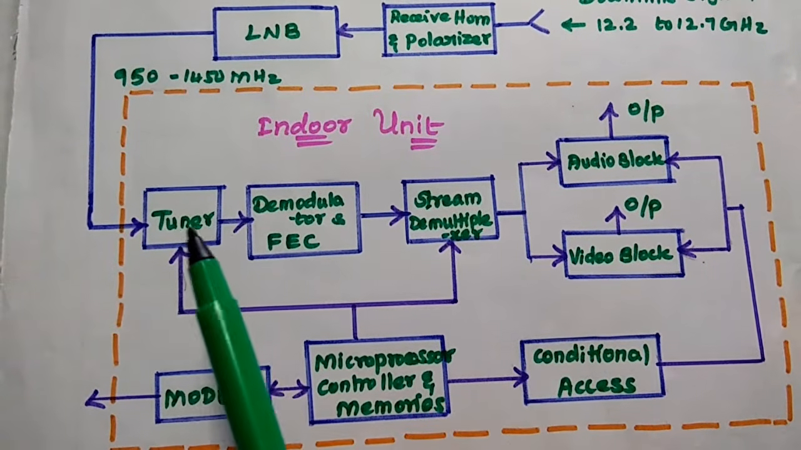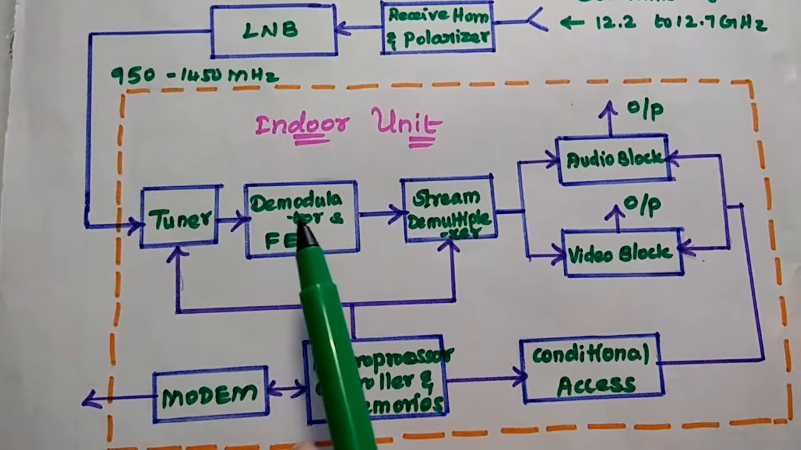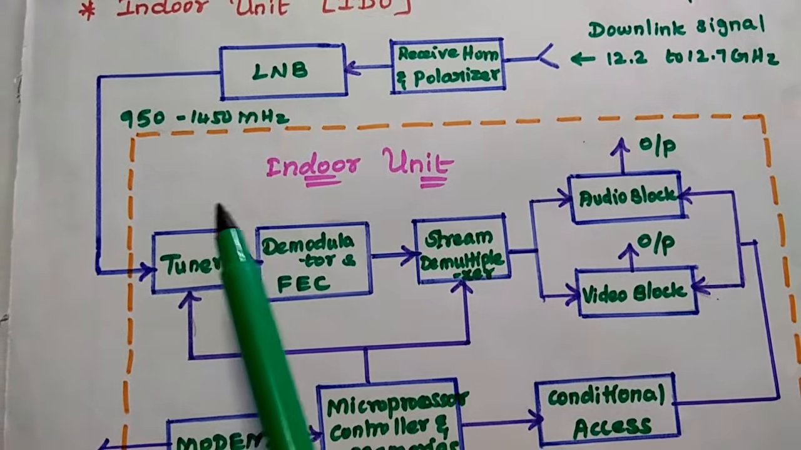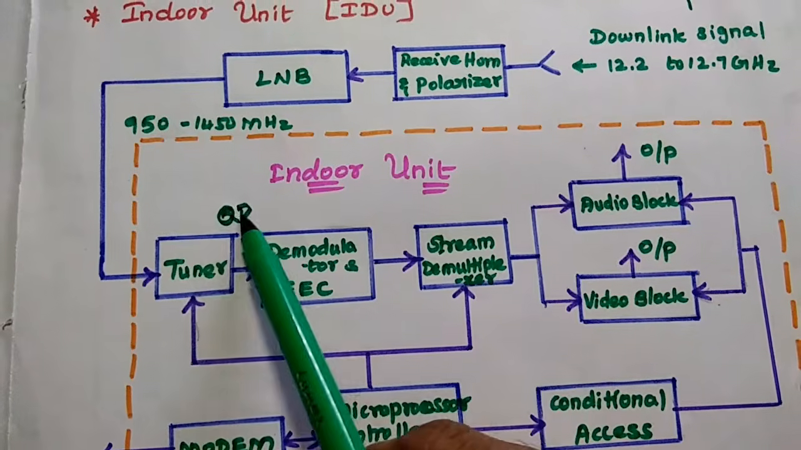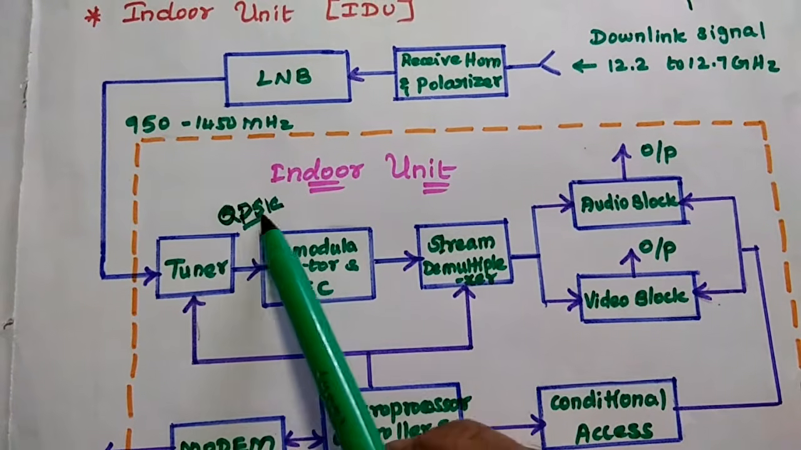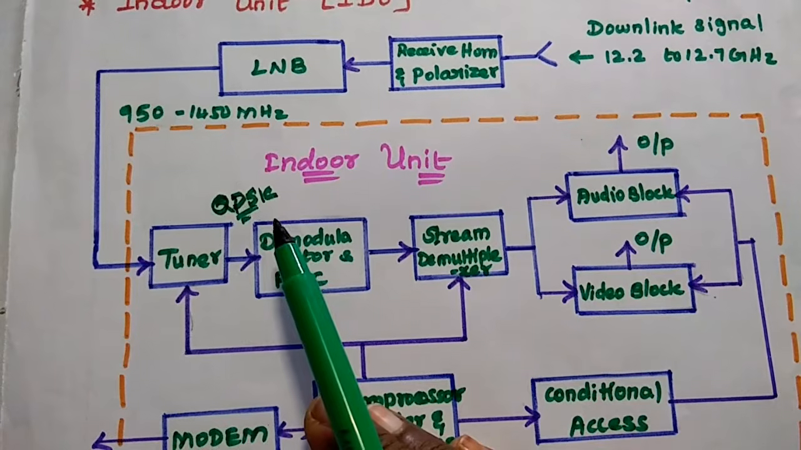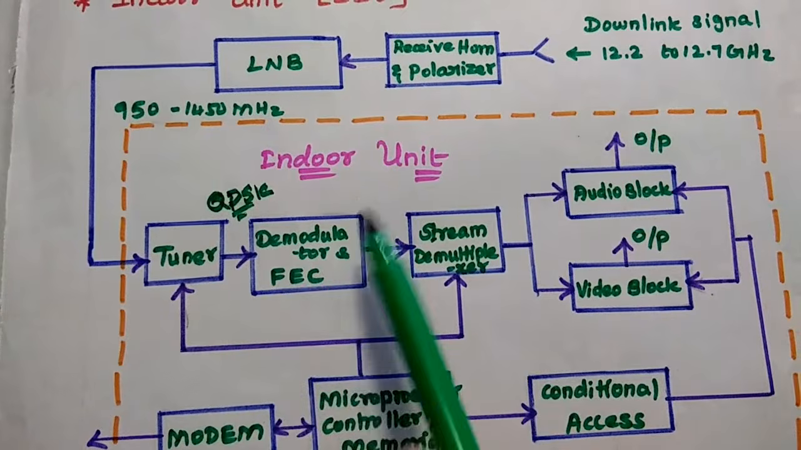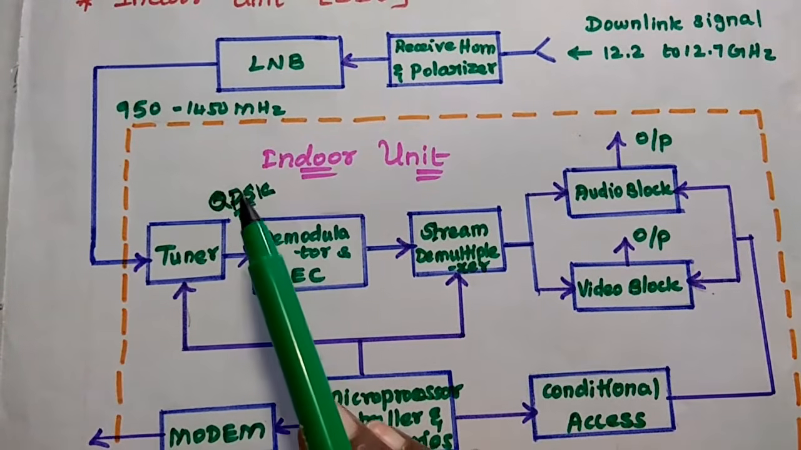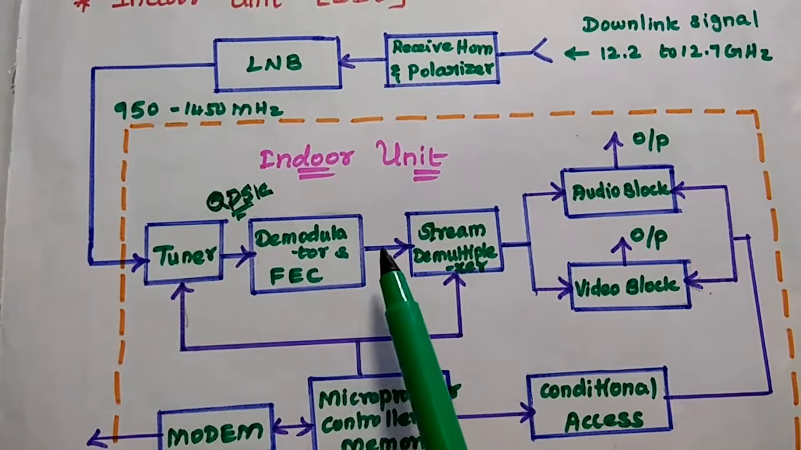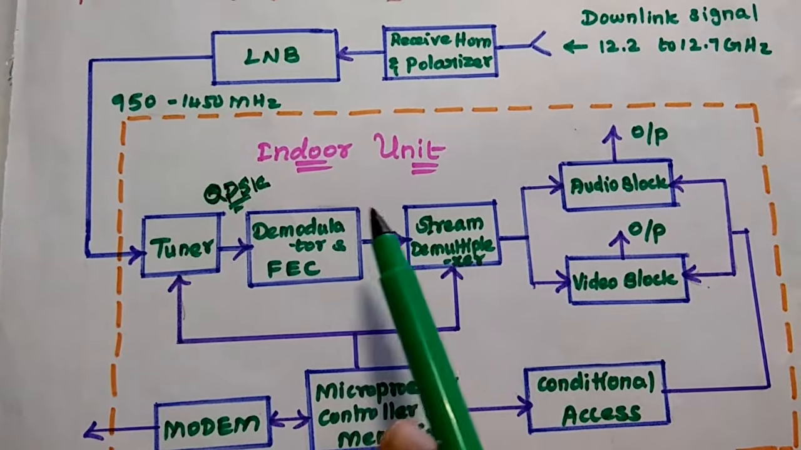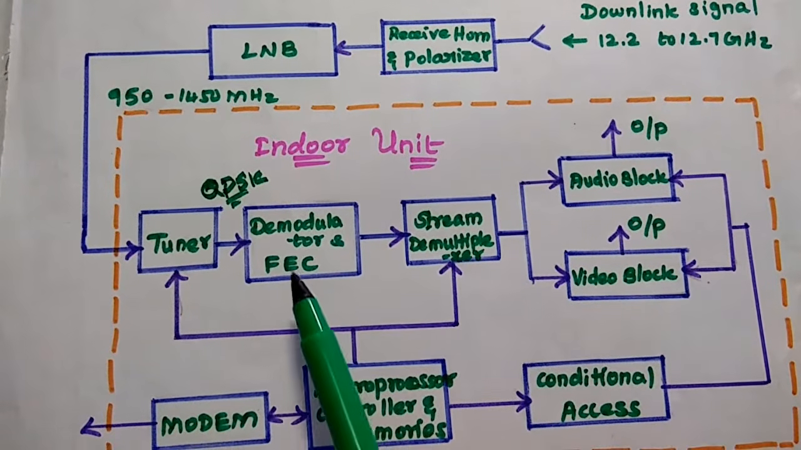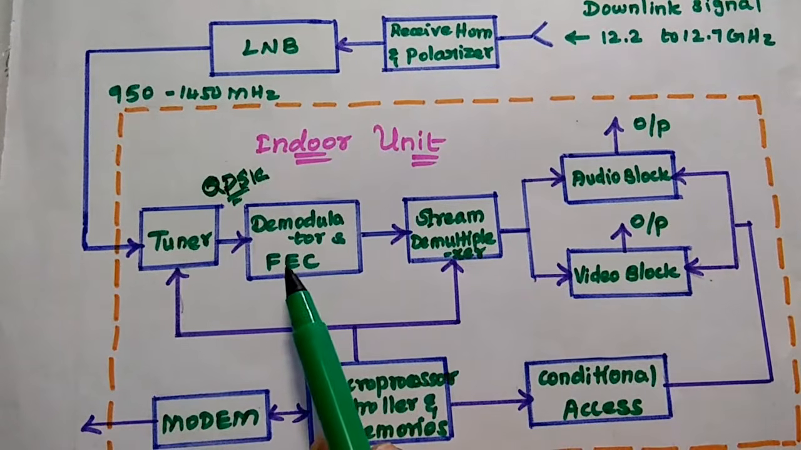Then that particular signal is given to the demodulator. This demodulator demodulates the carrier signal. In this satellite system, we send a QPSK modulated signal. On the receiver side, this QPSK modulation is converted into the bit stream. So we use the demodulator block to convert the received modulated signal into the bit stream. Whenever we talk about a bit stream, there may be some bit errors. Correct? That can be rectified by using FEC. FEC means forward error correction.